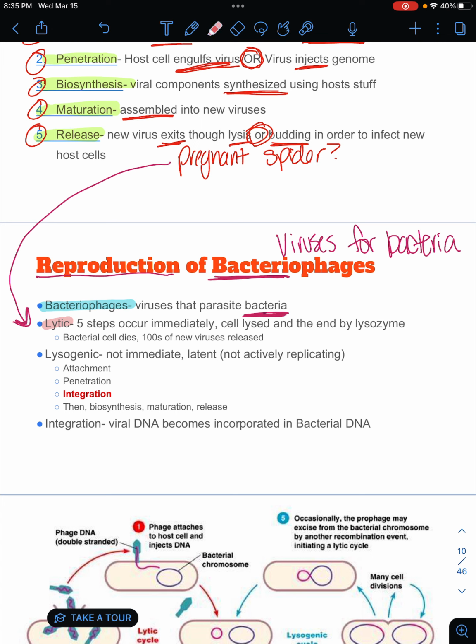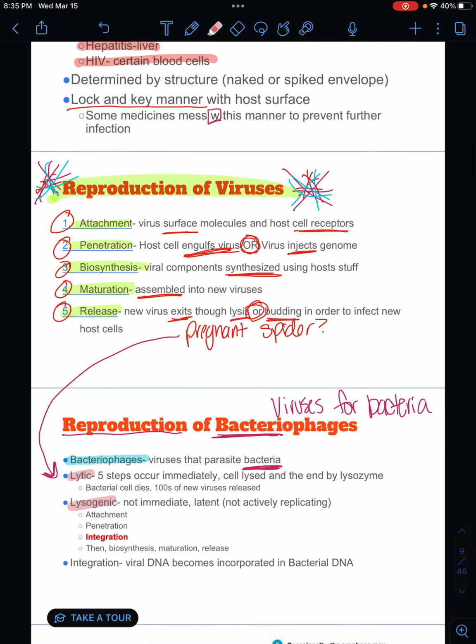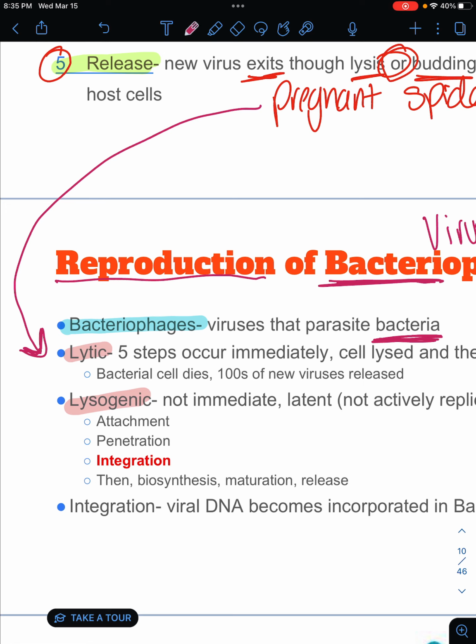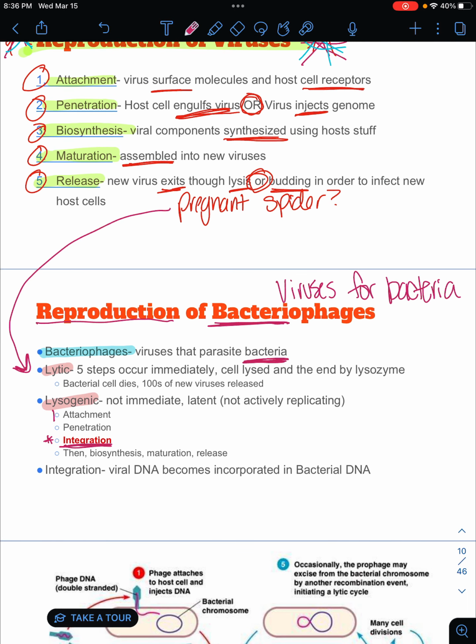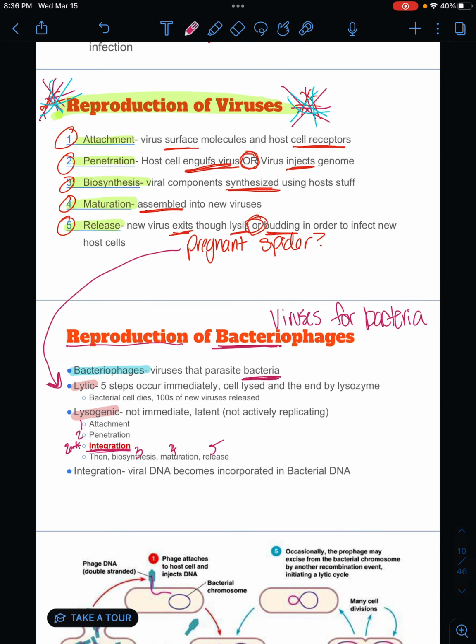The other one is the lysogenic cycle. This one lays dormant and waits. So this is not immediate, okay? Not actively replicating. It's almost like the virus is just waiting to happen, or waiting for the right time anyway. So they have an extra step in these 5 reproduction steps, okay? That extra step is called integration. That's the difference. So they have 1, 2, 2A, then 3, 4, 5. They have an extra step in there.